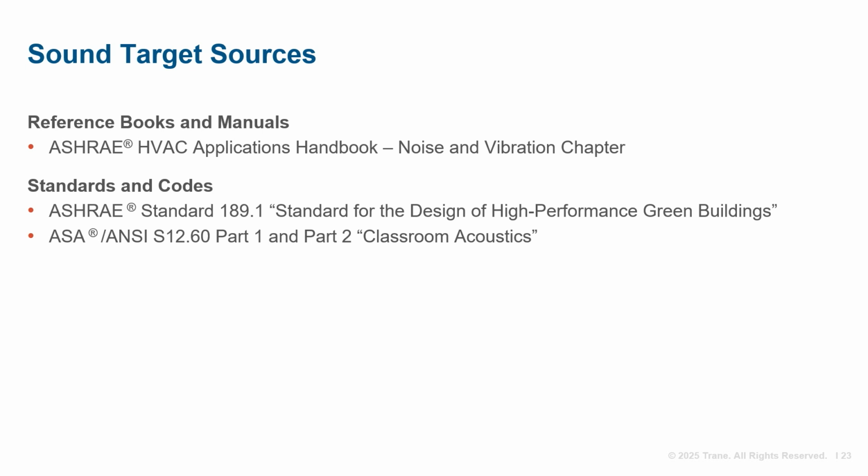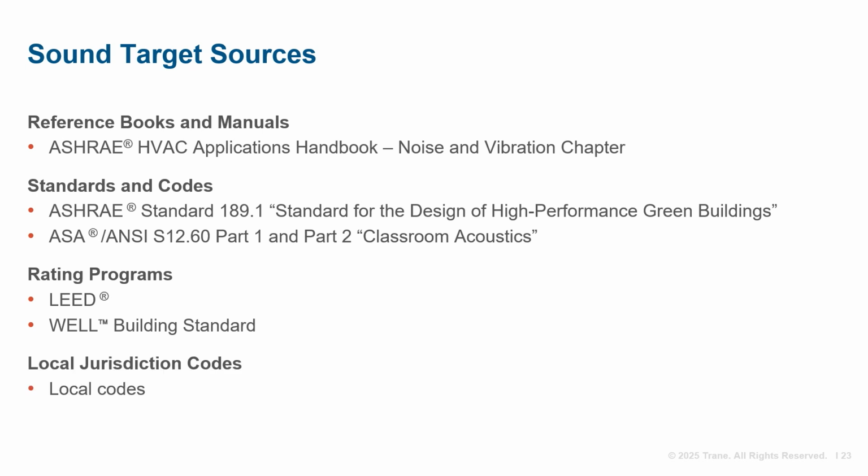Later in the program, Derrick is going to discuss this standard in greater detail. And some rating programs like LEED or the Well Building Standard include acoustical requirements. And finally, some local jurisdictions may have acoustical sound targets. Most often, these targets are in the form of outdoor lot line sound ordinances to ensure neighboring property sound is acceptable. Let's look at an example of how source path receiver is applied.